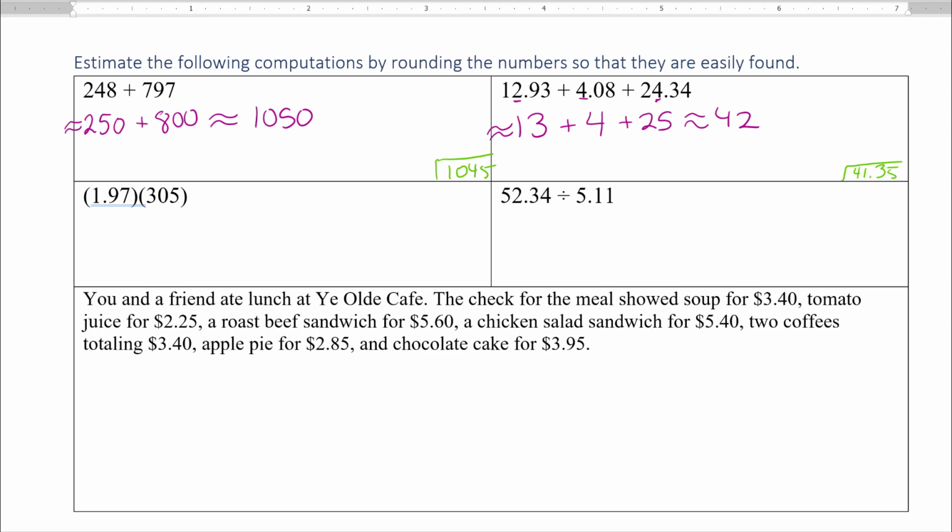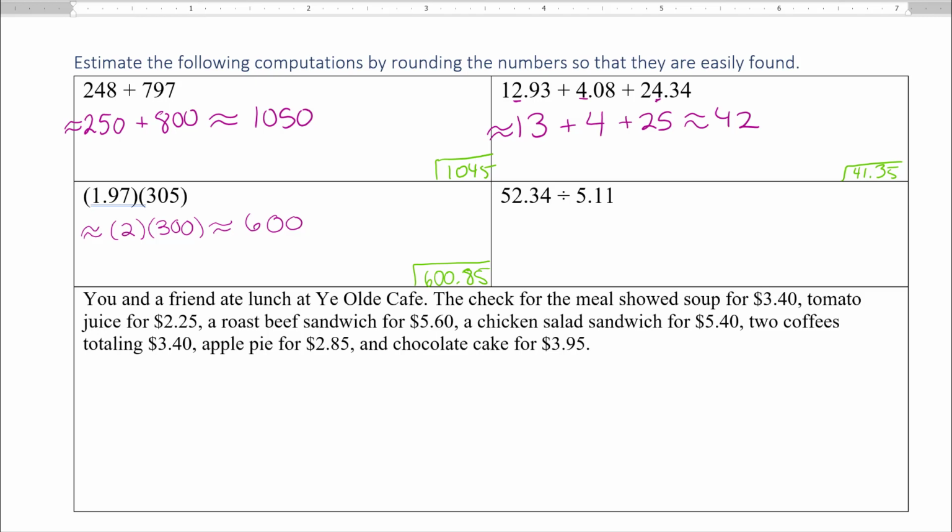1.97 times 305. 1.97 is really close if you round to the nearest whole number, 2. 305, again, really close to 300. So if I multiply that, I'm getting 600 really quickly. Now, if I was to multiply 1.97 times 305, that would take me actually kind of a long time, and it turns out that the actual answer is 600.85. So I got 600, which is possibly a good enough answer for today, pretty quickly.